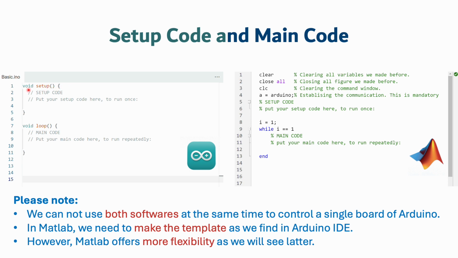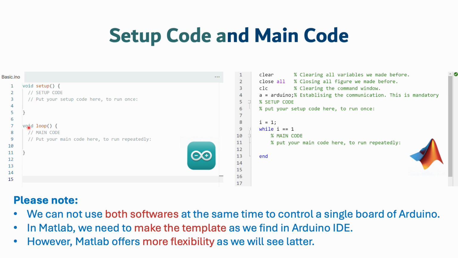The first one is void setup. Anything you write here will be run once. So this is called setup code. For instance, if you have digital pin number 13, you can set the digital pin as input or output. If you want to set pin number 13 as output, you have to declare it here. That's why it is called the setup code area.